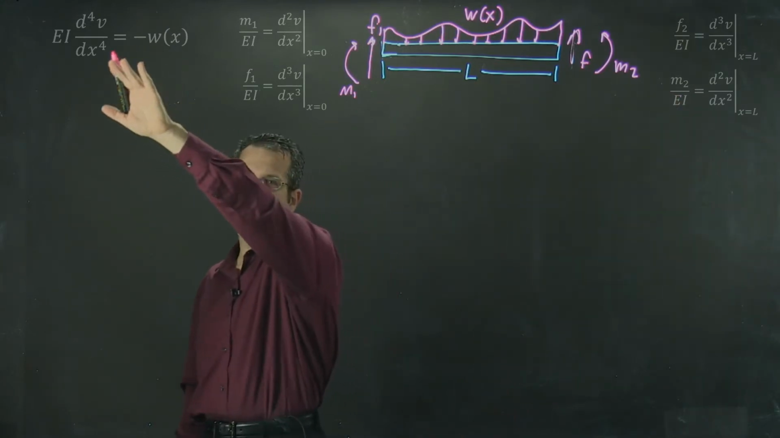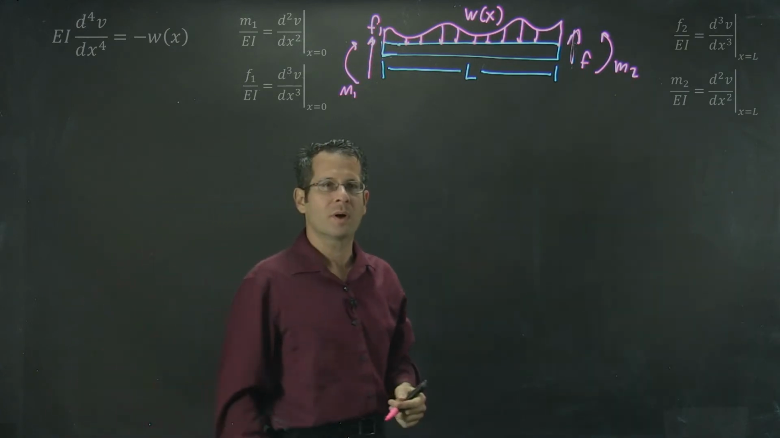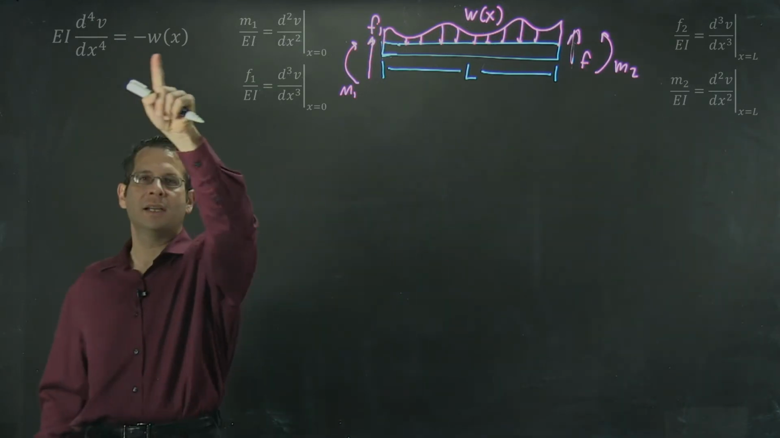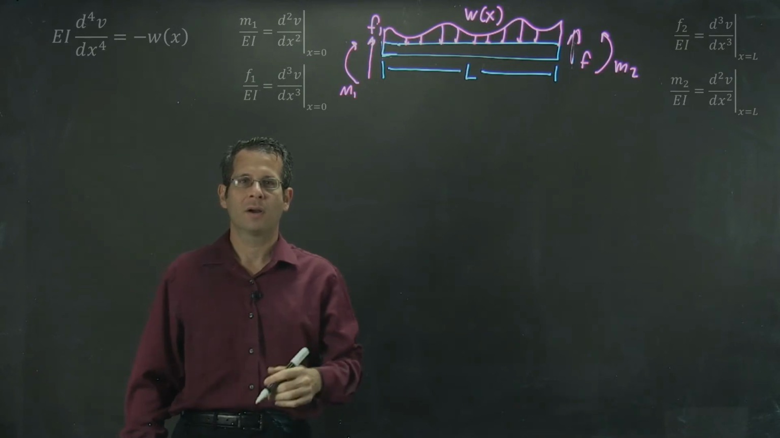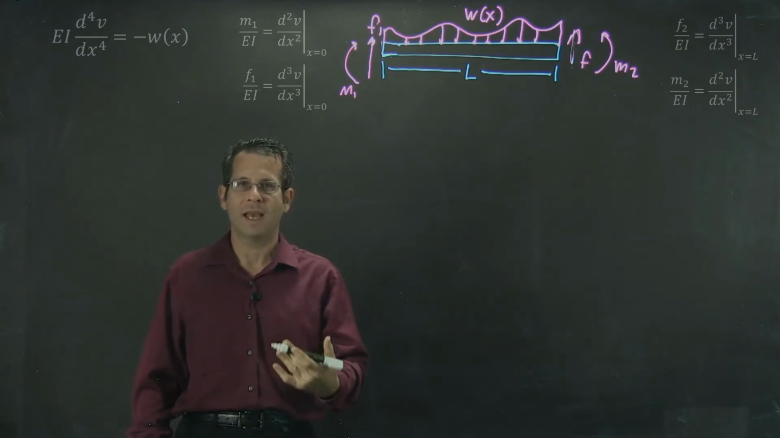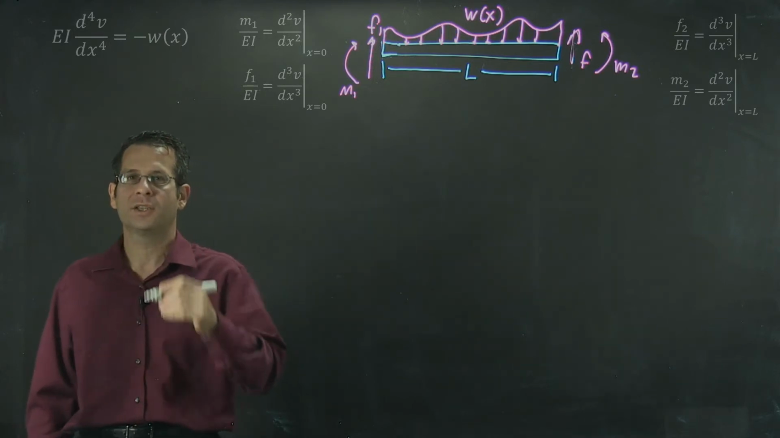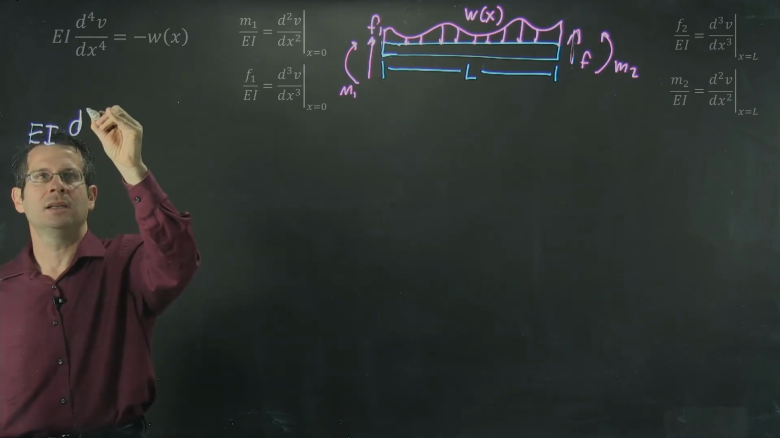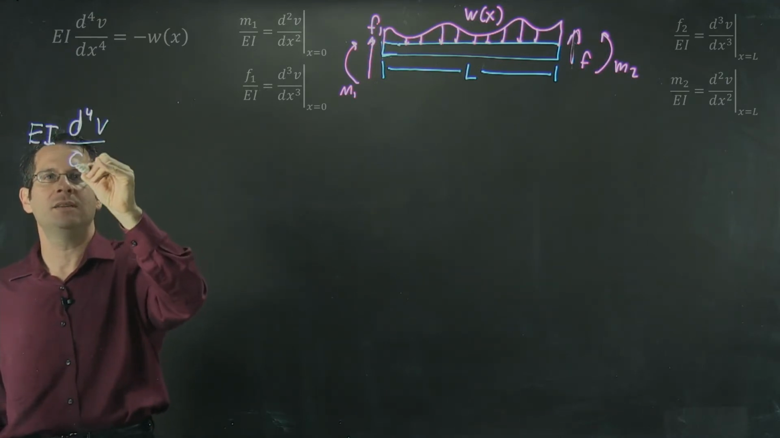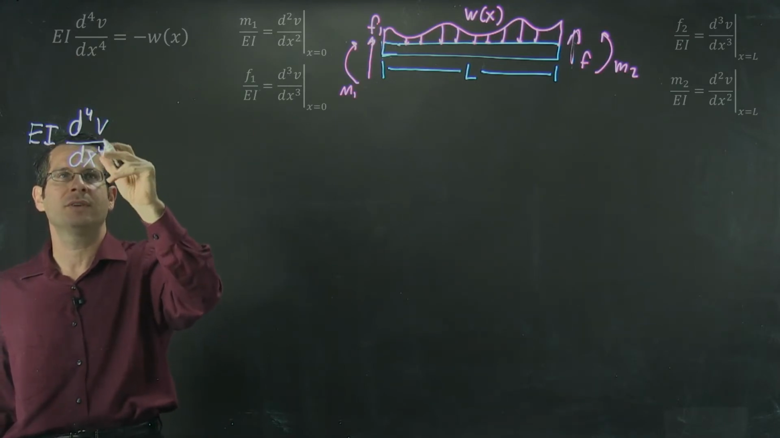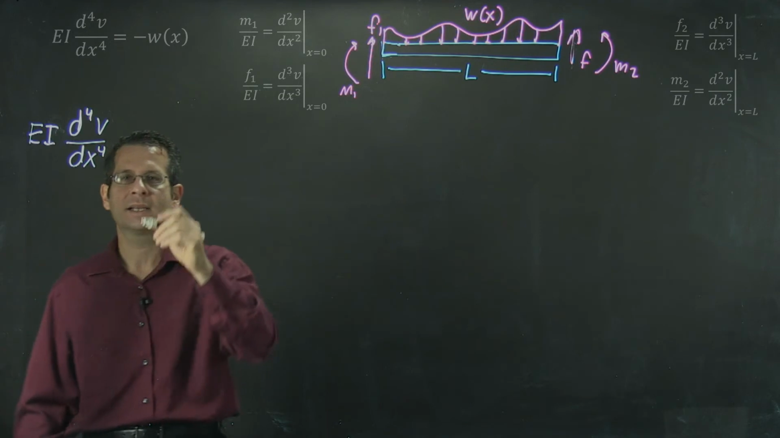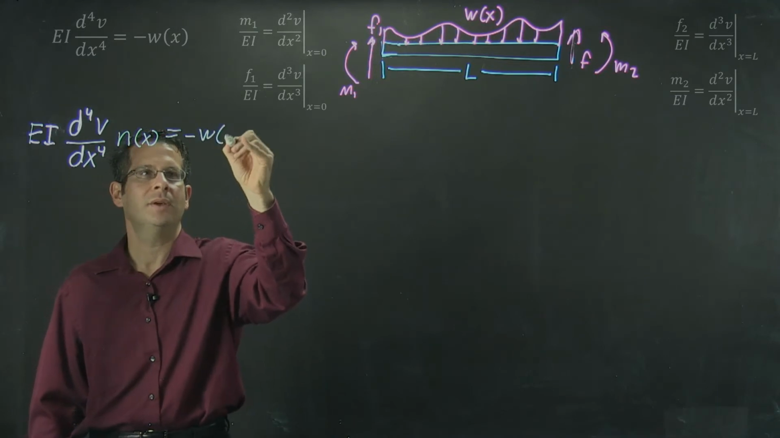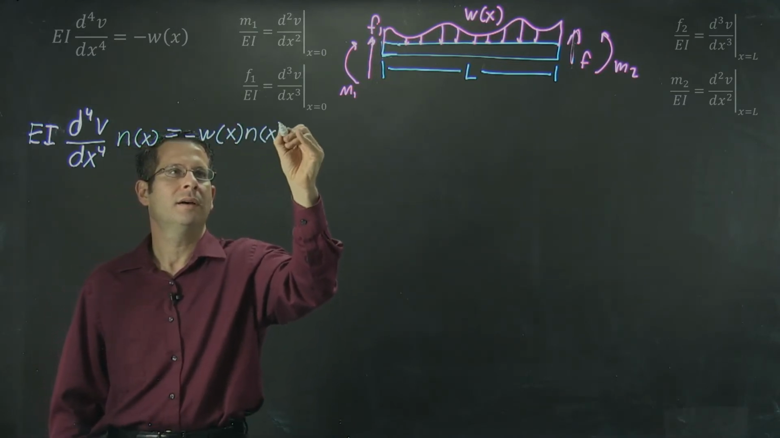Let's go ahead and take our differential equation and convert it into the weak form. Our first step, again, is to multiply both sides of our differential equation by our virtual function, for which I'm going to use n of x as a symbol. So doing that, I'm going to get EI, the fourth derivative of v with respect to x, times n of x, is equal to negative w of x times n of x.